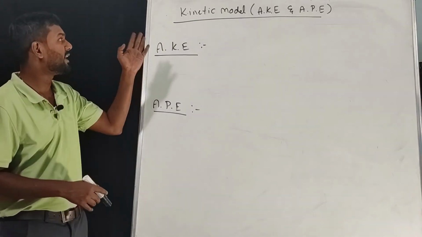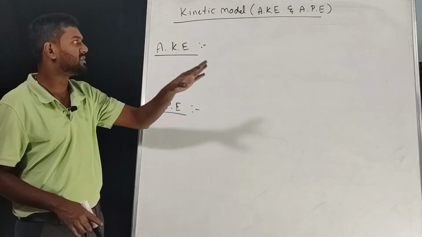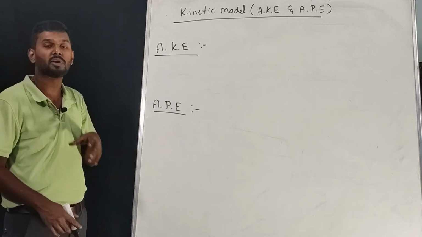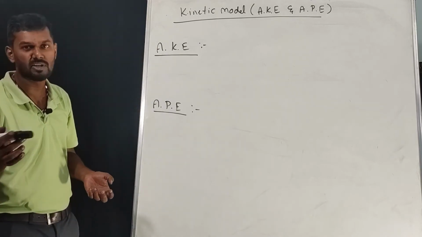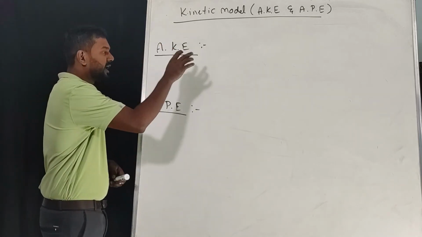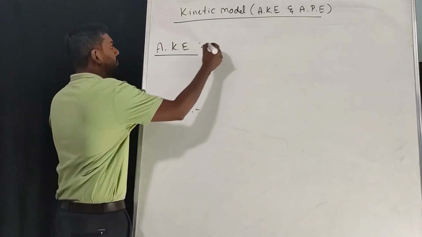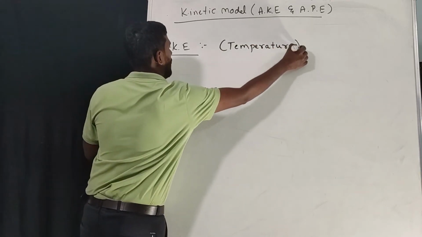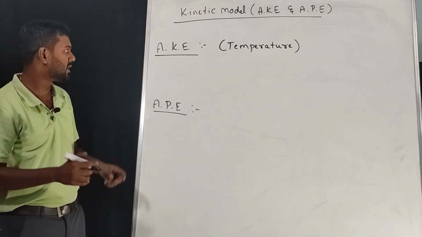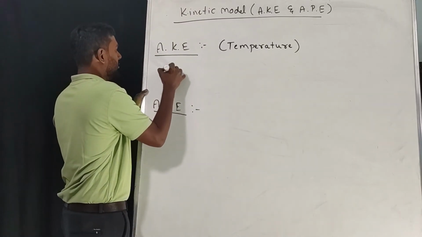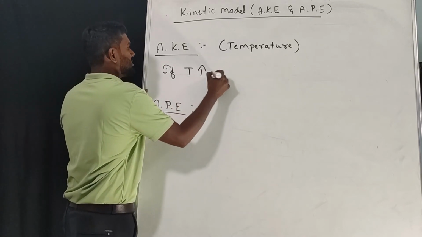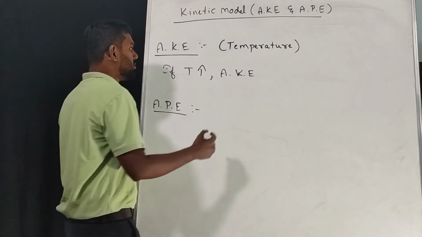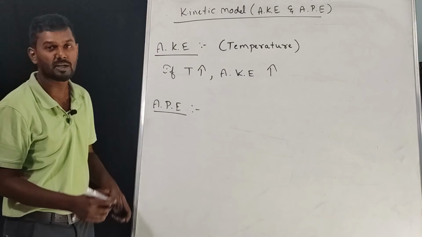Now we'll talk about the kinetic model, that is nothing but average kinetic energy and average potential energy. This concept is also very much important for logical type of questions as well as give reason type of questions. Listen, average kinetic energy completely depends upon temperature. If temperature increases, average kinetic energy of the molecules also increases. These two are directly proportional.